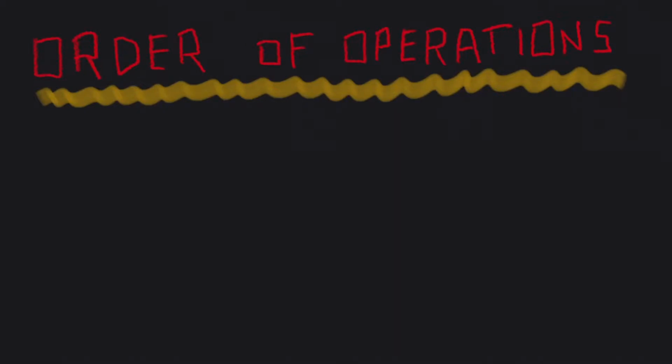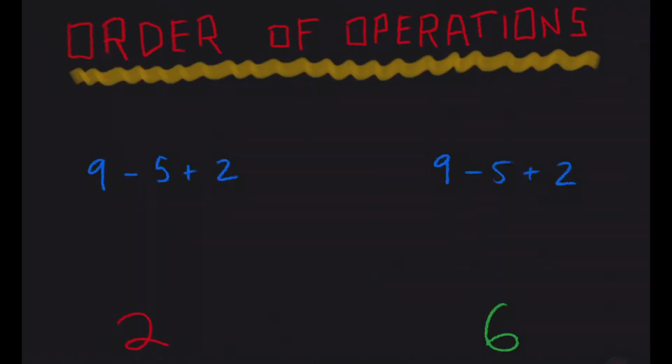So I'm going to write out two expressions. They're going to be the same, and we're going to see if we can do them in different ways. Okay, so here's the same expression written down 2 times. It's 9 minus 5 plus 2. So I want you to pause the video for a second and think to yourself, what's a way that you could get 2 and what's a way that you could get 6? So I'm going to go ahead and let you pause.